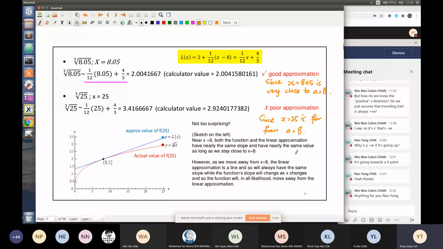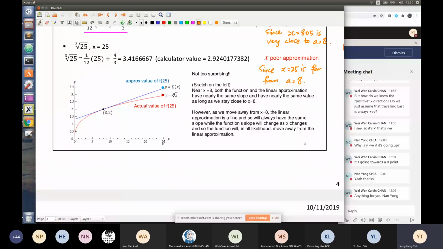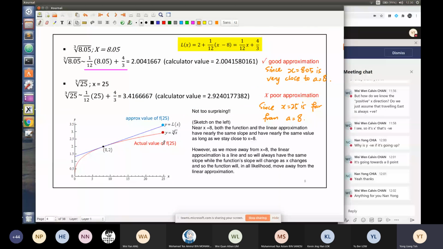So I think this effectively demonstrates the idea. If you have x very close to 8, just right beside here, this is a good approximation. But this is a bad approximation, as you can see this difference here. You see that? So question, how do you get a good approximation for the cube root of 25? I repeat my question. Clearly, this cube root of 25 is lousy. Now my question is, how do you get a good linear approximation for the cube root of 25? Any guesses?